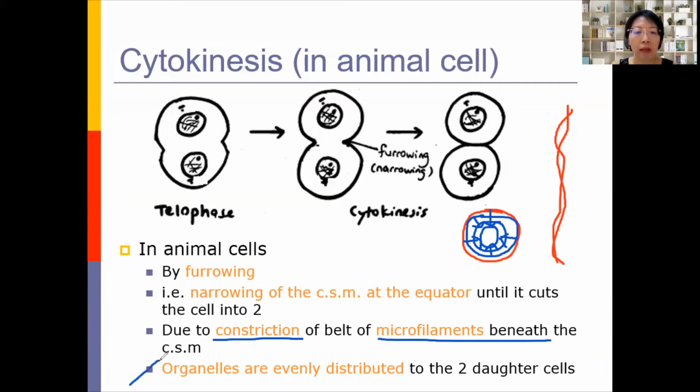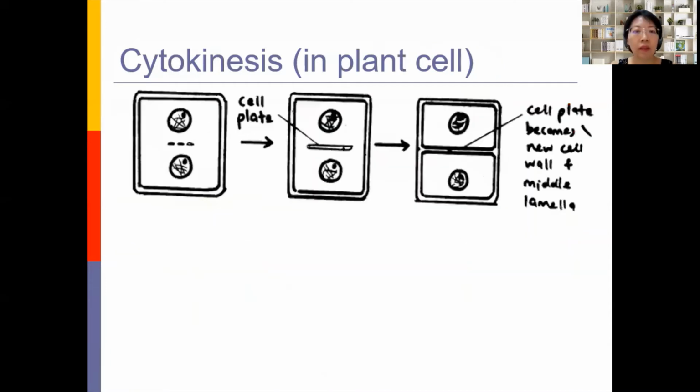So organelles are eventually distributed into the two daughter cells. So now we already get two daughter cells. You need to draw all those. Now for plant cell it is different. Plant cell cannot furrow because the cell wall is rigid.